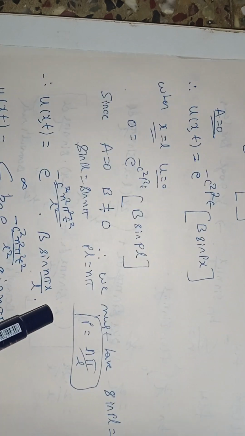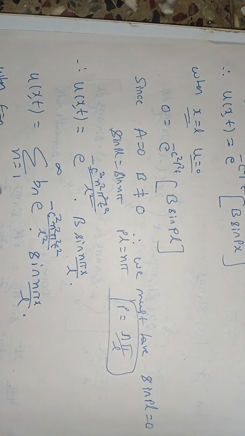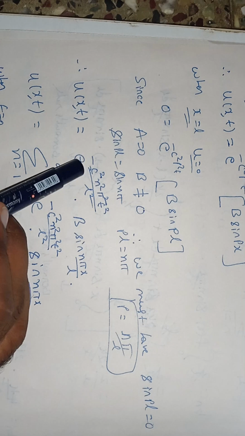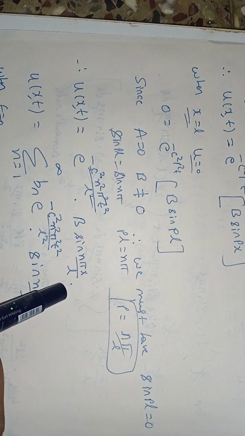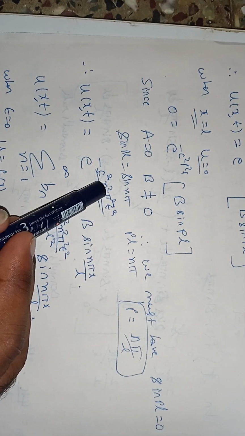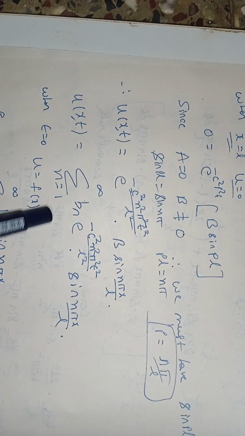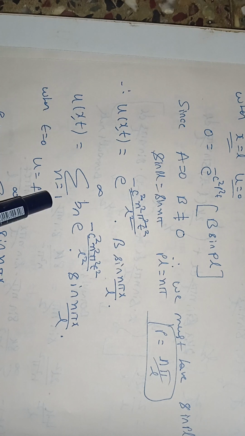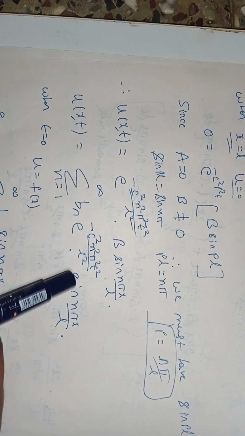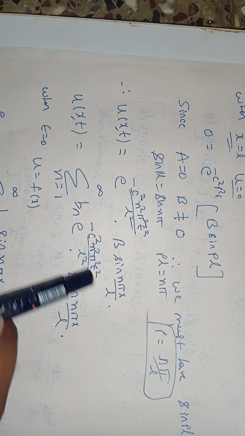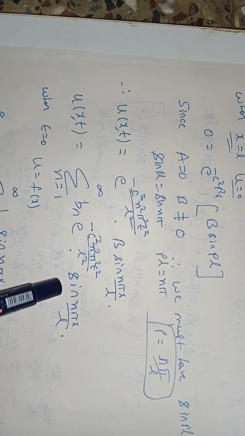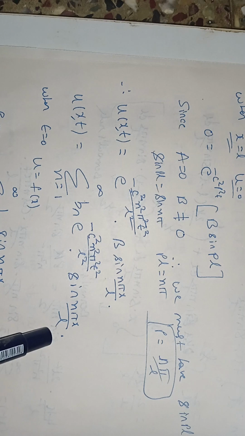So using this condition in the main equation, I end up with u(x, t) = e^(-c²n²π²t²/l²) b sin(nπx/l). Because we have n, I am generalizing it for summation: u(x, t) = Σ (n from 1 to infinity) bn e^(-c²n²π²t²/l²) sin(nπx/l).